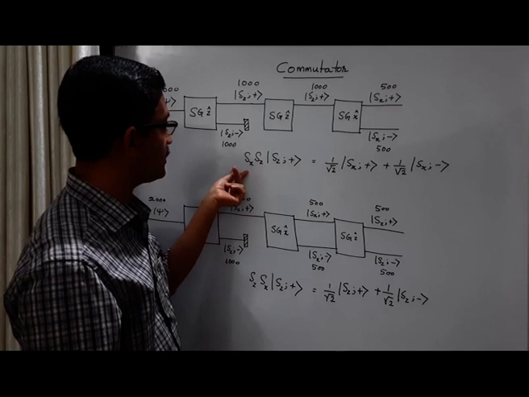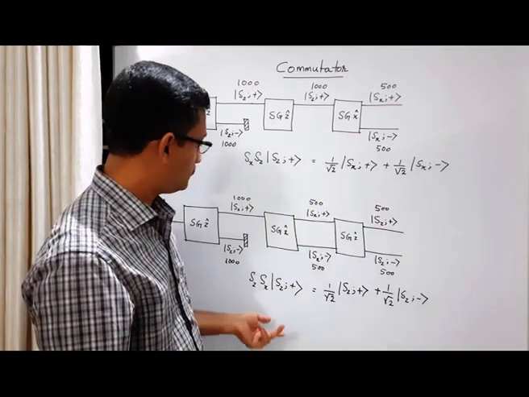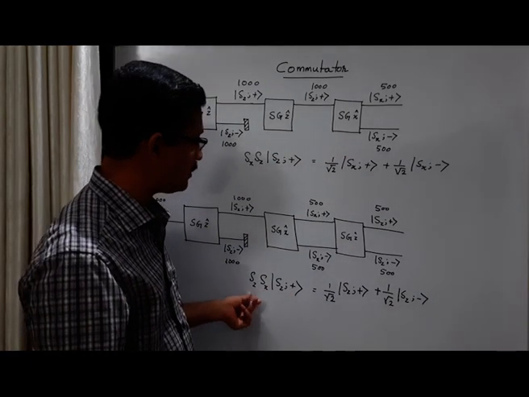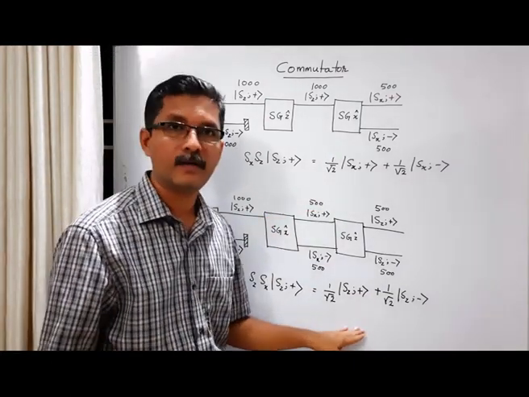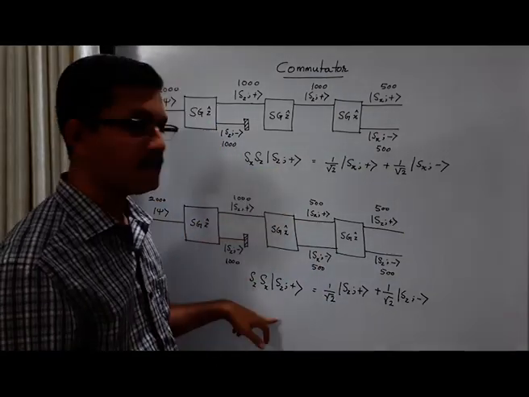Okay, so let us look at this. We start with the same initial state, but here we sequentially measure Sz first and Sx next. This is our output state. Then we start with the same initial state and measure Sx first and Sz next, and this is the output state. So what you see is that the final states are completely different, even though the initial states are the same.